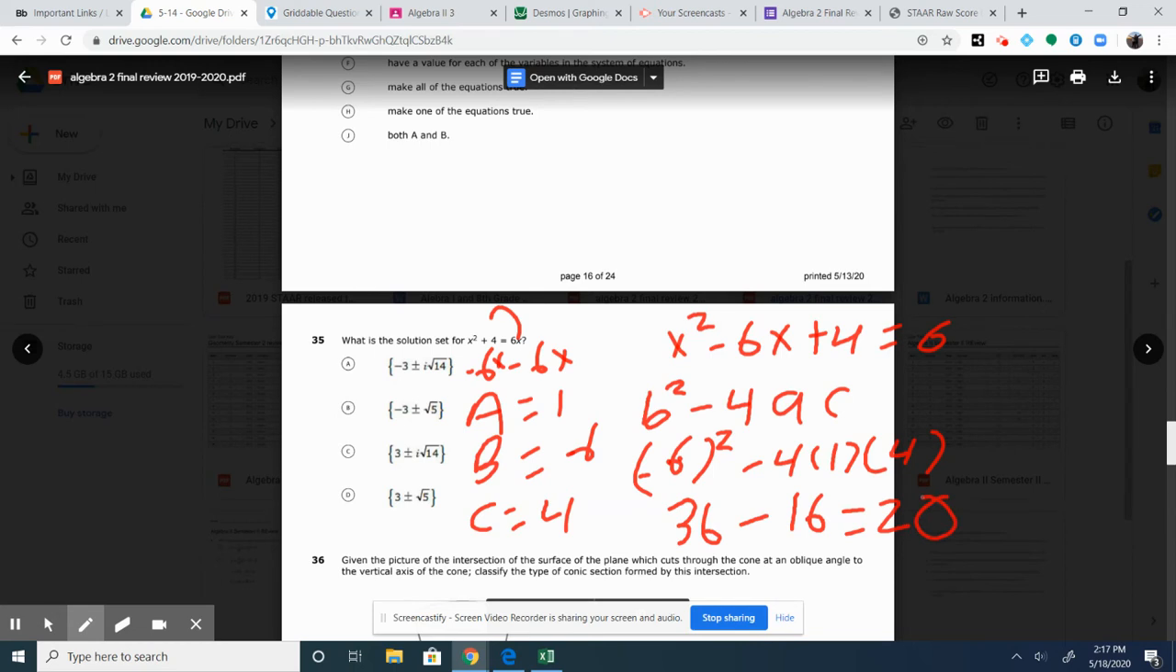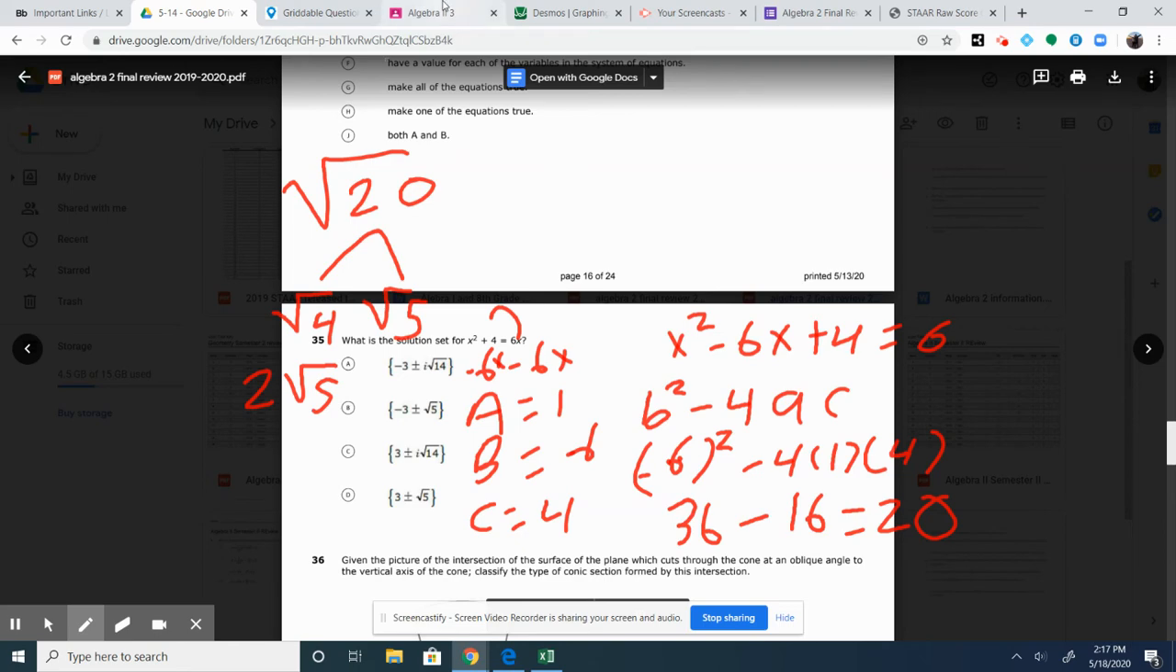Now, since this is going to be a square root, we can simplify square root of 20. And to do that, we're going to split it into a perfect square and the other factor. So we can split this into a square root of 4 and a square root of 5. And if we simplify square root of 4, that's 2 square root of 5.